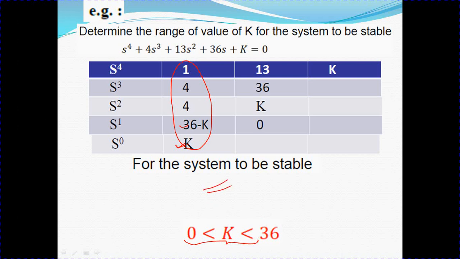and if the value of k goes beyond 36, then the system is going to be unstable. Okay, so this is how we need to calculate the values of parameter k for the stability.